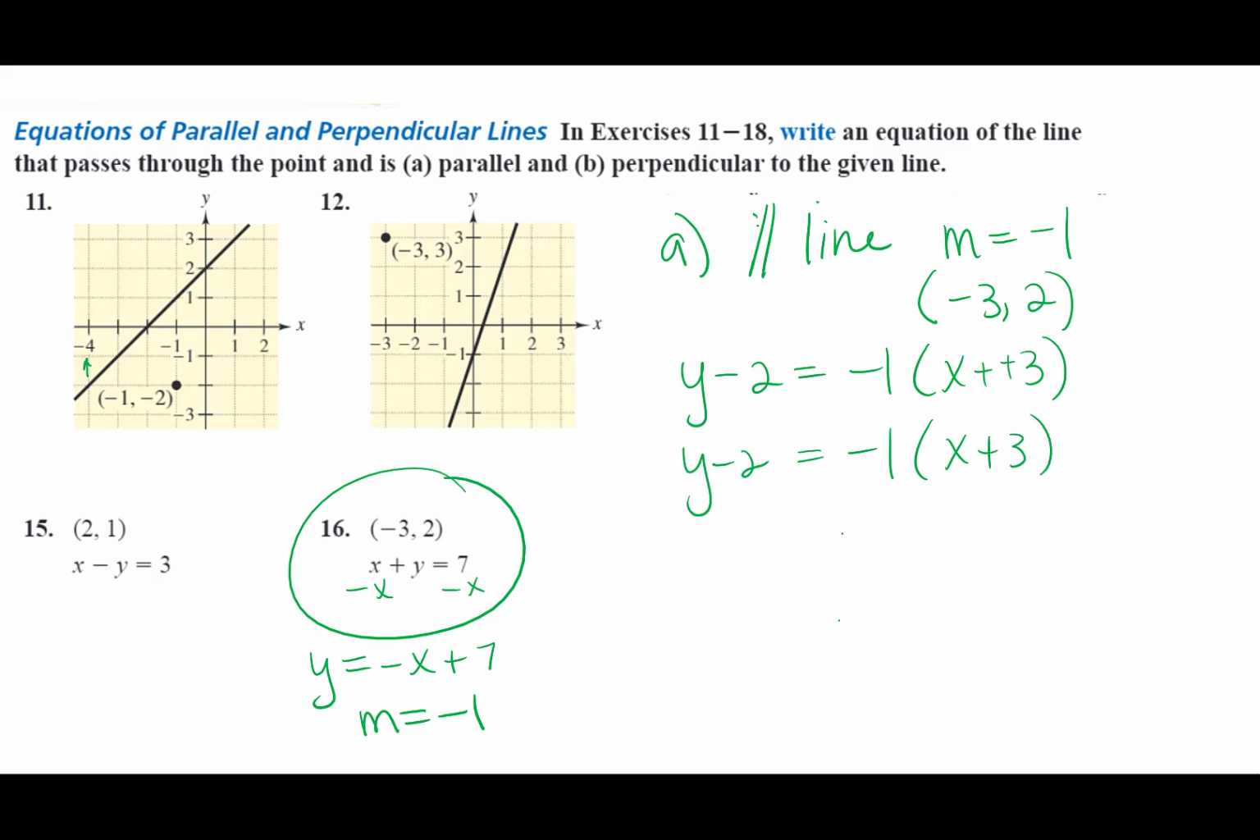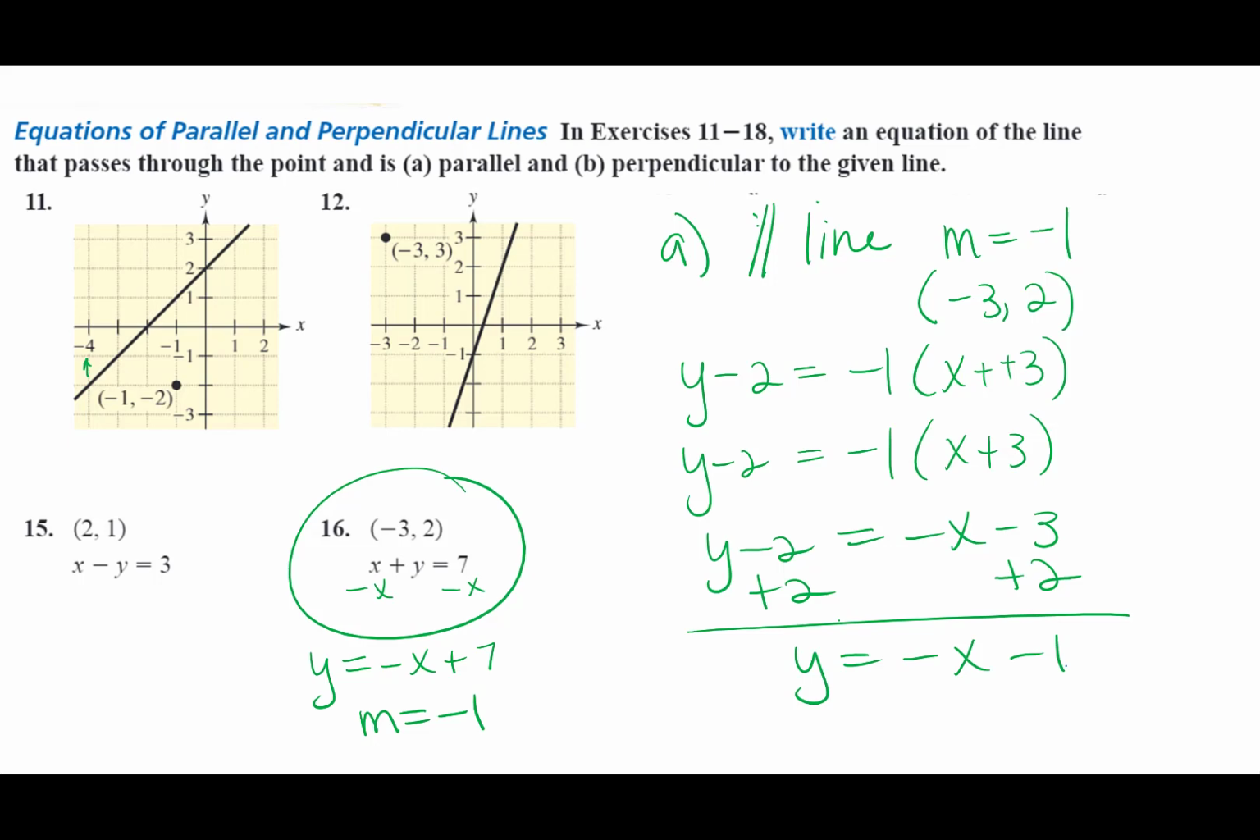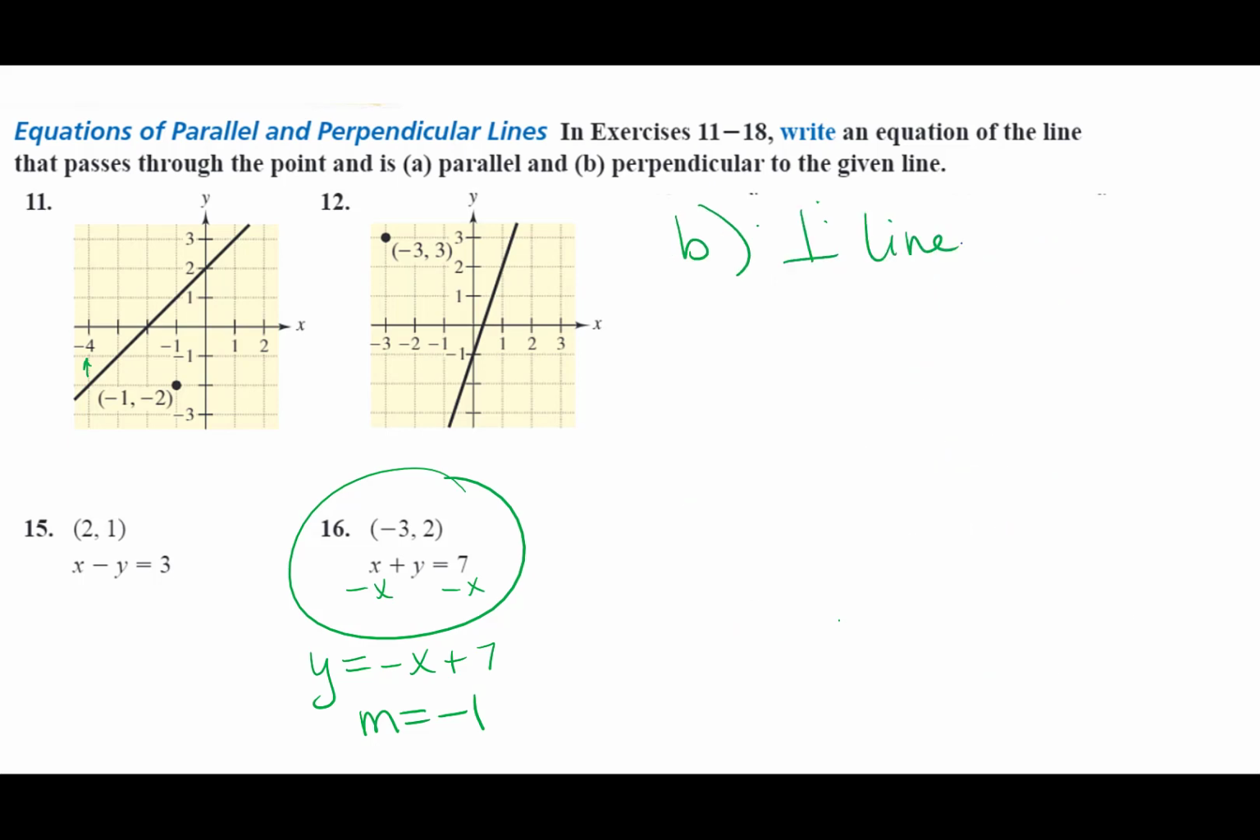Distribute the -1 on the right side to get -x minus 3. Last step is to add 2 to both sides. And so the parallel line to the given line is y equals -x minus 1. Part B is asking for the equation of a line that's perpendicular to the given line.